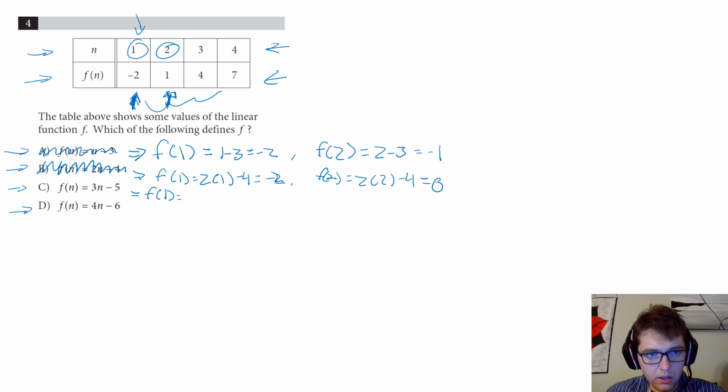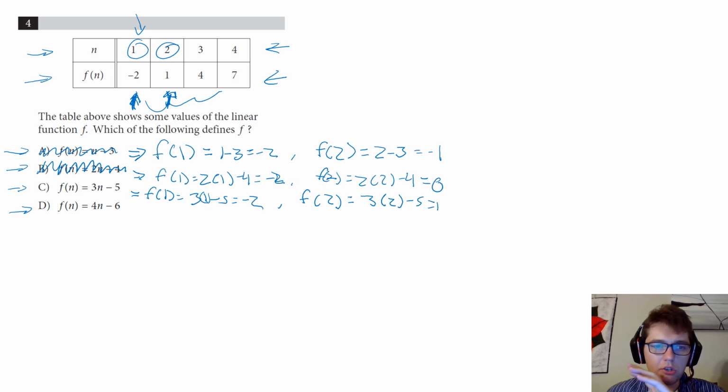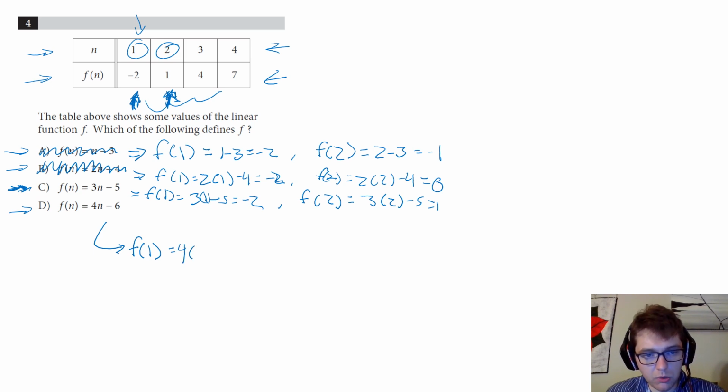Now try C. F of 1 is equal to 3 times 1 minus 5. So that would be negative 2. C checks out. F of 2 is equal to 3 times 2 minus 5, which is equal to 6 minus 5, which is equal to 1. Okay, so right now, C is checked out on the first 2. So it's still in the running. At this point, since the other 2 did not work out, I would just jump to D, and I would try D. So f of 1 for D is equal to 4 times 1 minus 6. That's equal to negative 2.